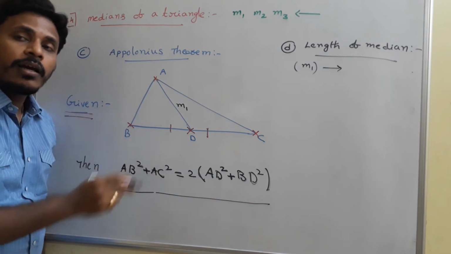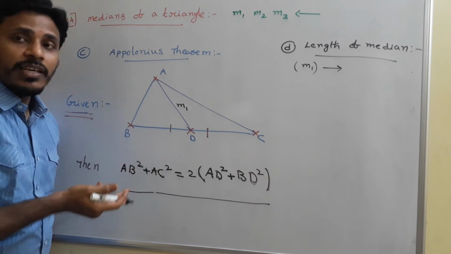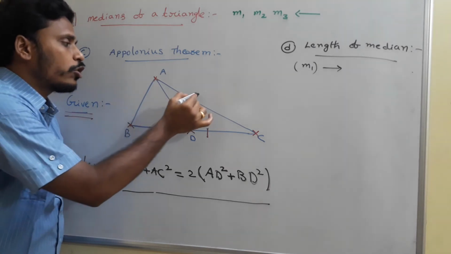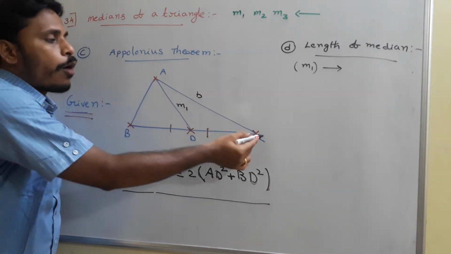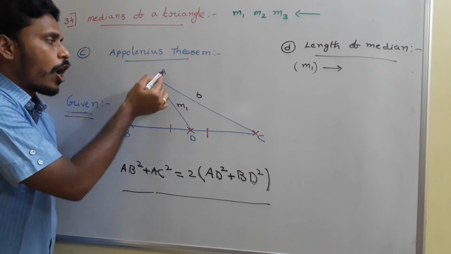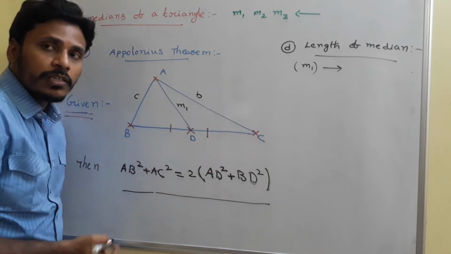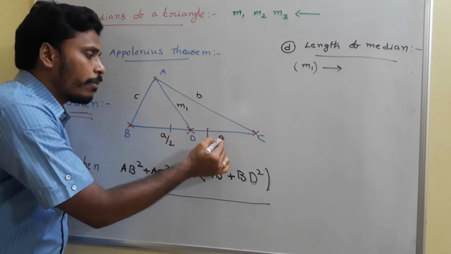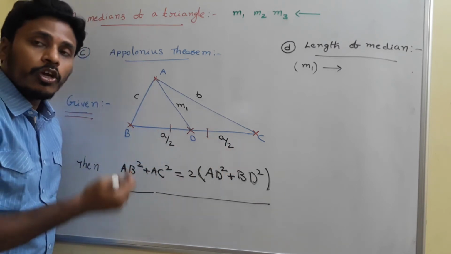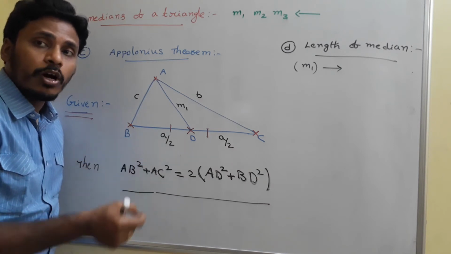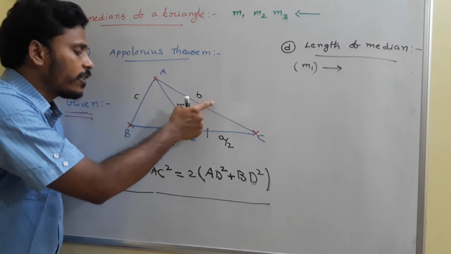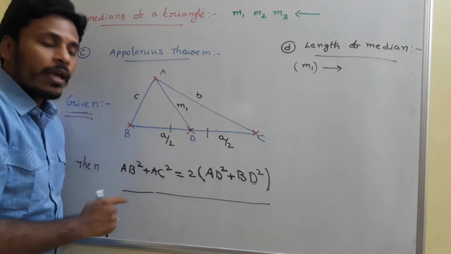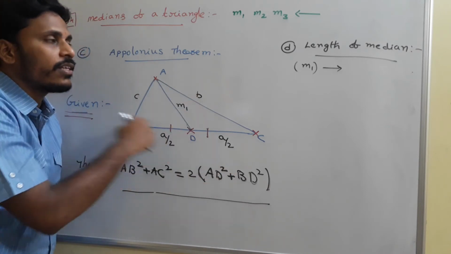To find M1, in a triangle ABC, it is very clear that opposite to B, this is small b. Opposite to C, this is small c. And opposite to A, this total length is small a. D is the midpoint, so this length is a by 2, and this length is a by 2. So the sides of the triangle are small a, small b, small c: it is c, it is b, it is a by 2, it is a by 2, and this median length is M1 as mentioned. Now you just use this Apollonius theorem for these numbers.